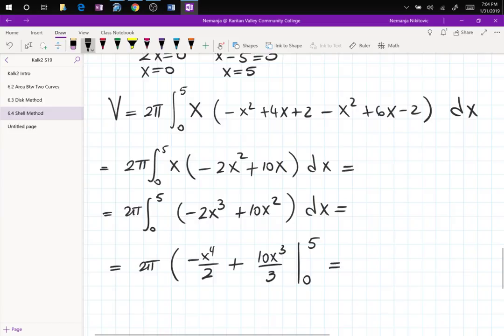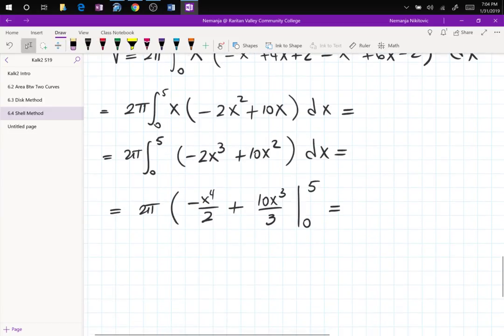Now, this being polynomials, we don't have to worry about 0. You have to worry about 0 if you have cosine or exponential e. But now we don't, because these are polynomials. All I need to do is 2 pi. I have negative 5 to the 4th, which is 625, so negative 625 over 2, plus x cubed, 125 and a 0 at the end, over 3.